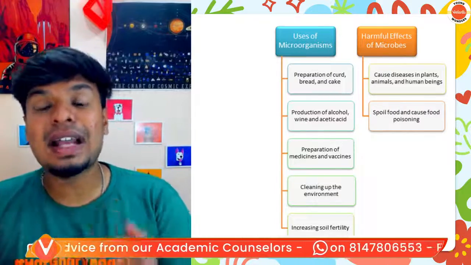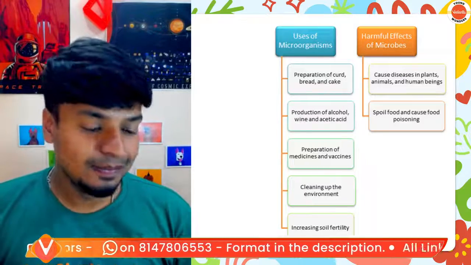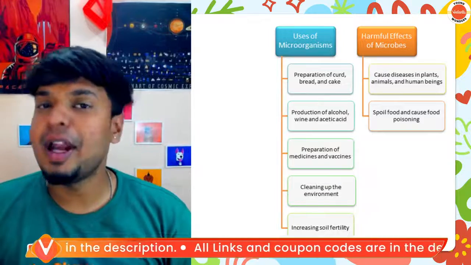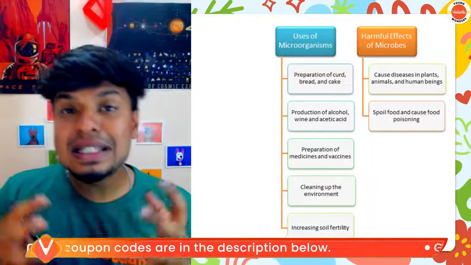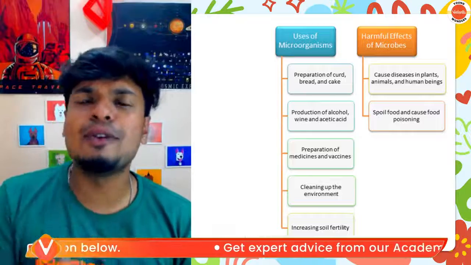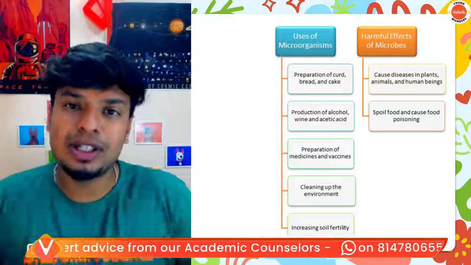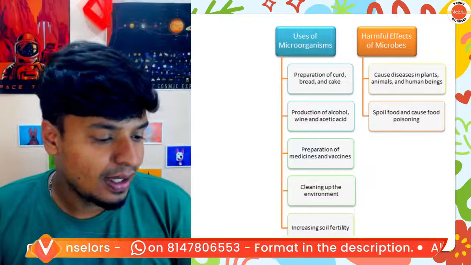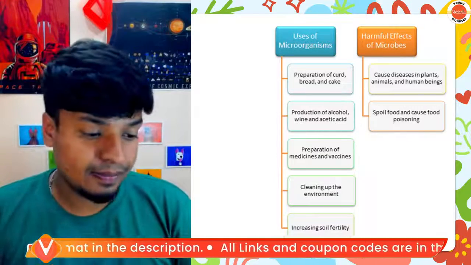For medicines and vaccines, yes, for antibiotics we use microorganisms. Penicillin is a wonderful antibiotic made from microorganisms, made from fungi basically. Now vaccination, we all took vaccination, right? Those are basically weakened or dead forms of microorganisms which are injected into our body to make antibodies, to prepare our body to fight against diseases. Does rabies also affect humans? Yes, definitely. Many people die in India because of rabies.